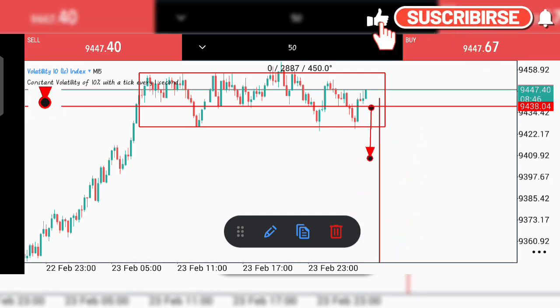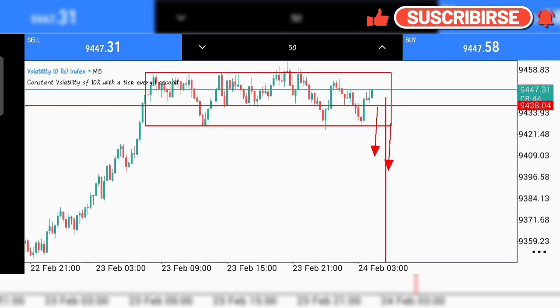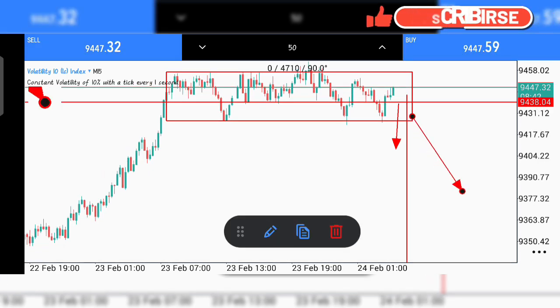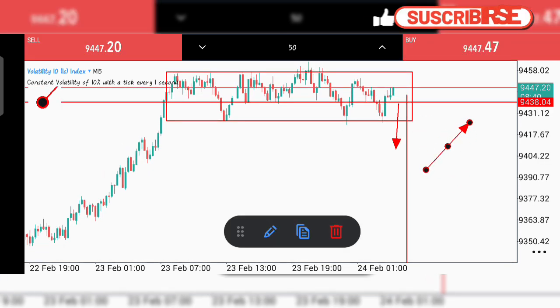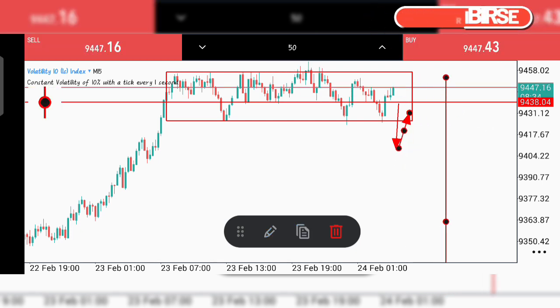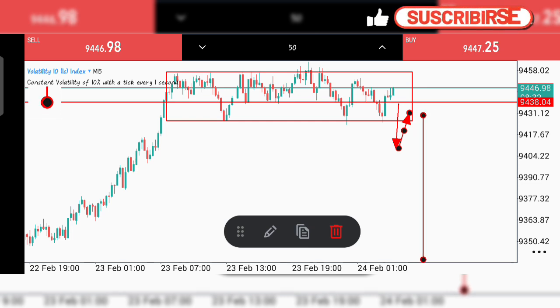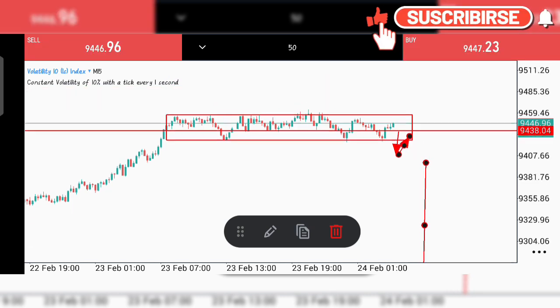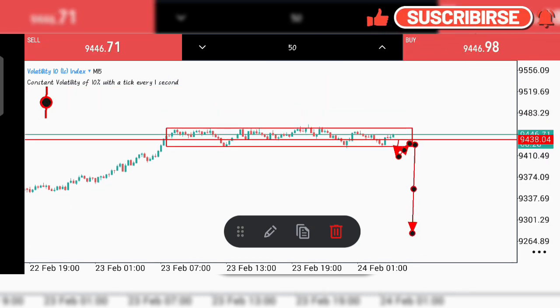Okay, it just broke out here, and then a retest to this zone again. Just a retest to this box again. Then you now place your sell. Then there you get a sell here. I don't know whether you guys understand me. Okay, then you now place your sell here.